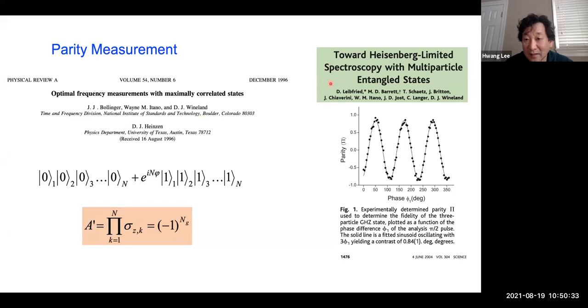And about 10 years later, they made it work. Three atoms were entangled, the phase measurement was successful, and the square root of three enhancement factor was observed.